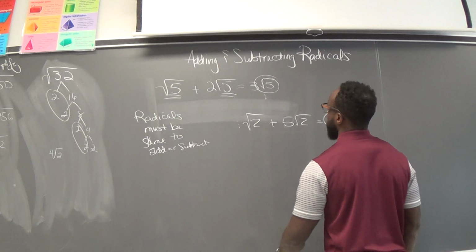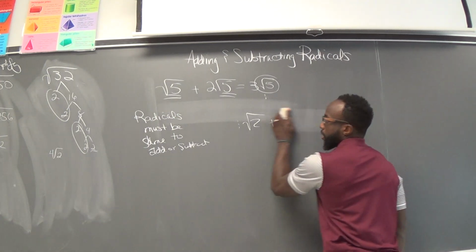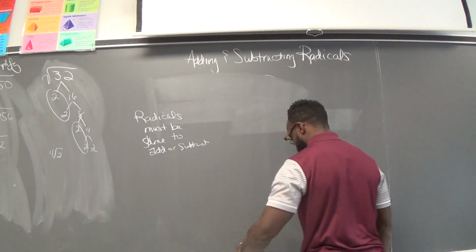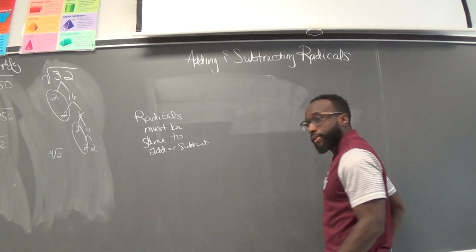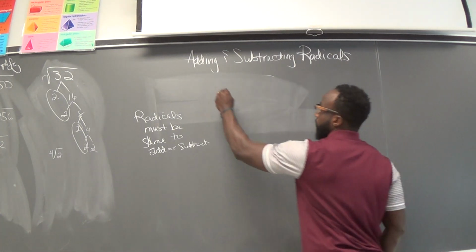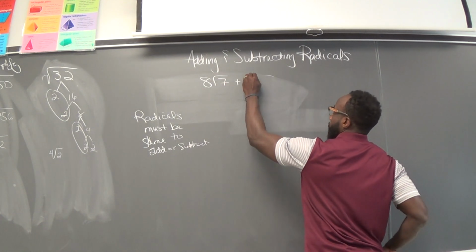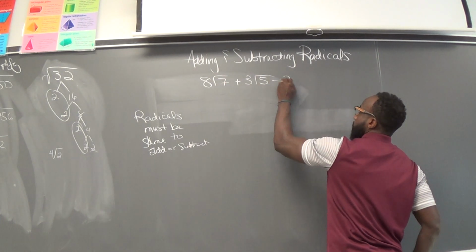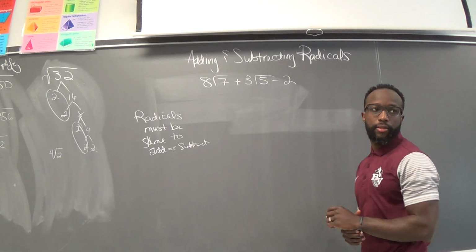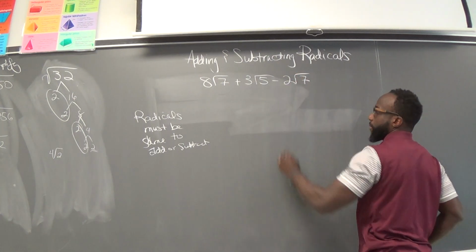All right, so let's look at number 2. Somebody tell me what it says. 8 root 7 plus 3 root 5 minus 2 root 7.